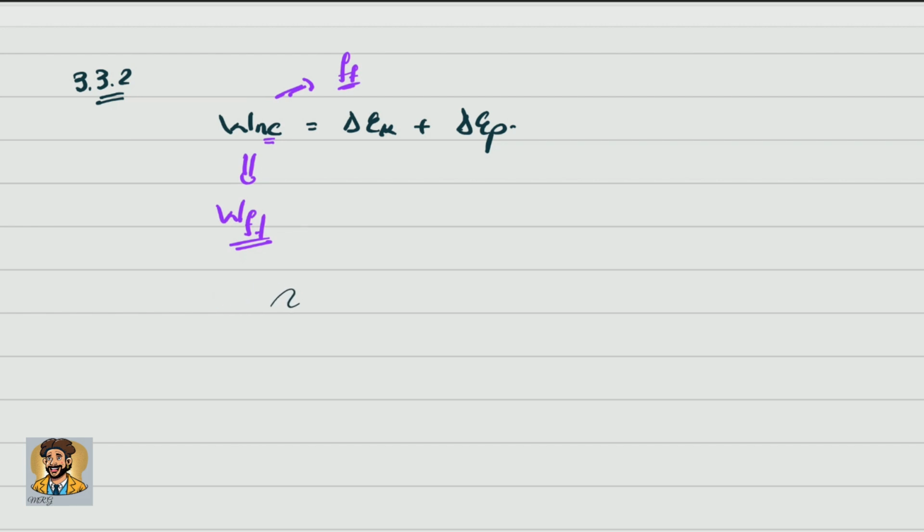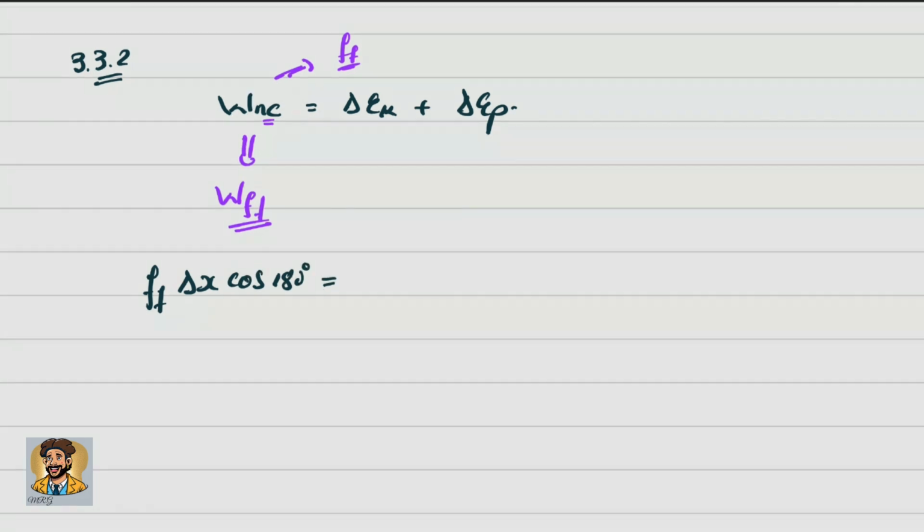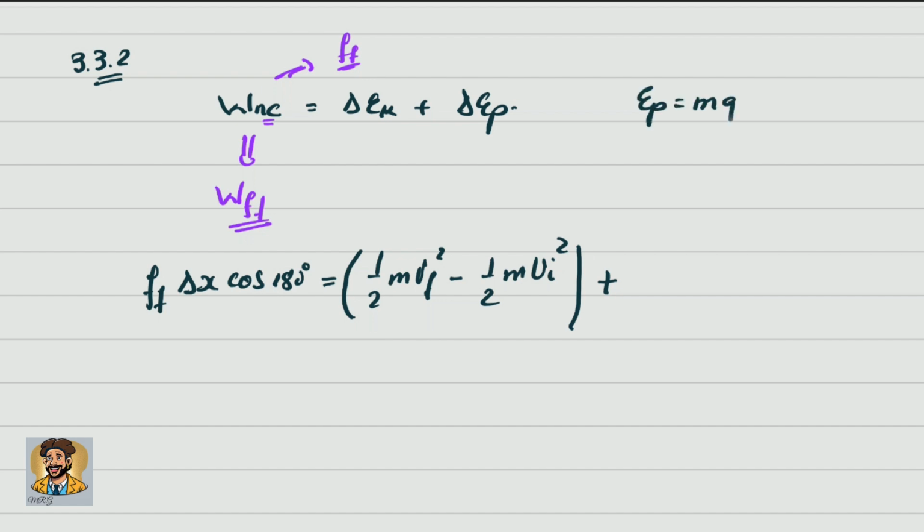And then let's break this formula down a little bit more. The work done by friction will be the product of the frictional force, which we did calculate already, multiplied by the displacement, multiplied by the cosine of 180 degrees, equal to the change in kinetic energy. This is half mass final speed squared minus half mass initial speed squared. All this is the change in kinetic energy. Now we're going to add the change in potential energy. Remember, potential energy is the product of mass, acceleration due to gravity, multiplied by the height. So here we have mass, acceleration due to gravity, final height, minus mass, acceleration due to gravity, initial height.